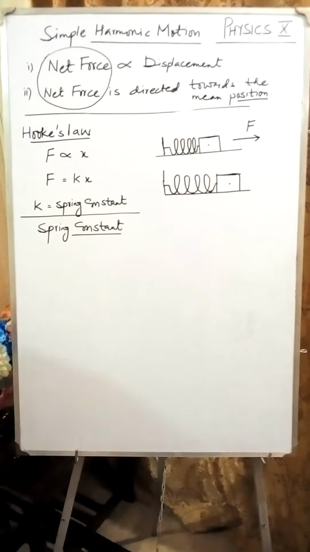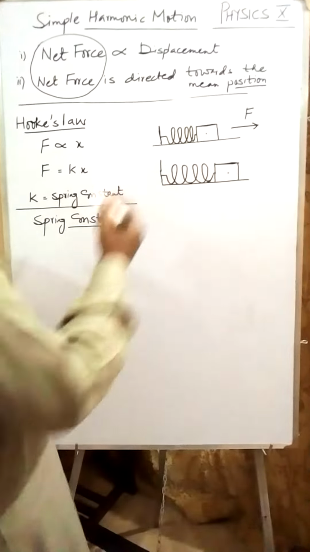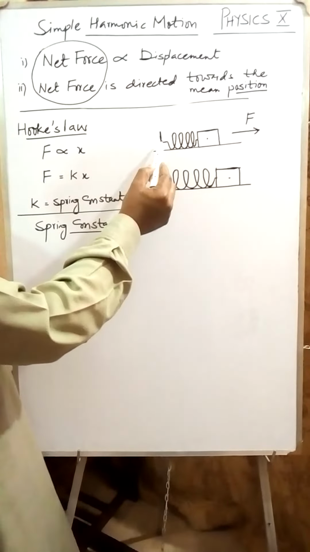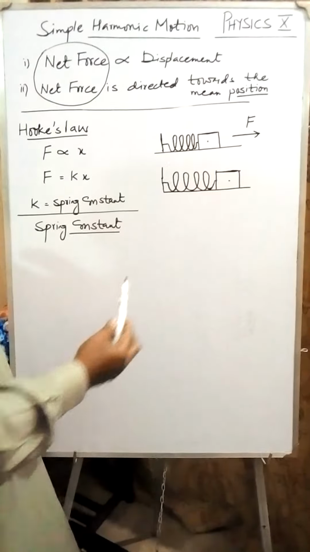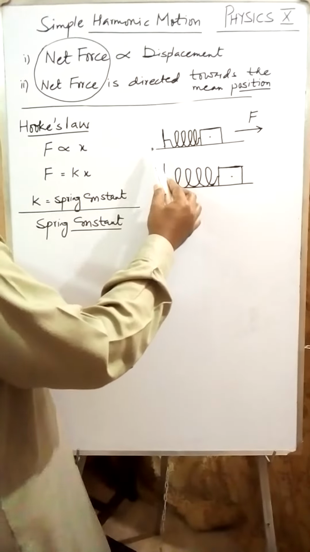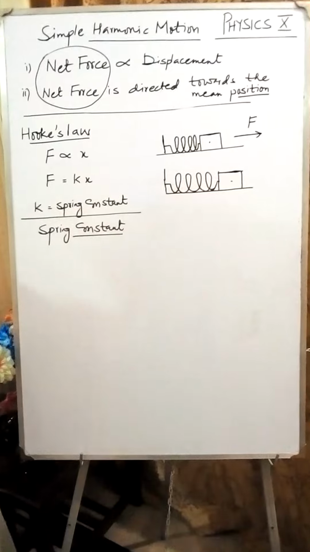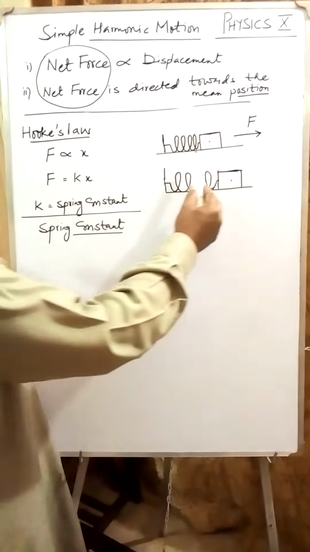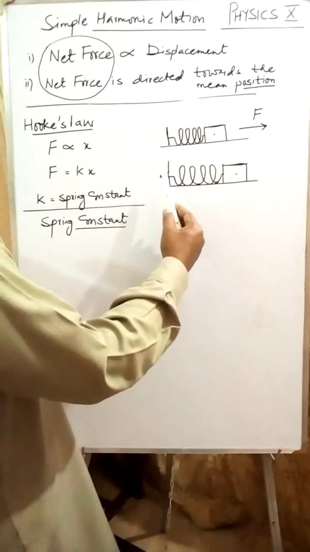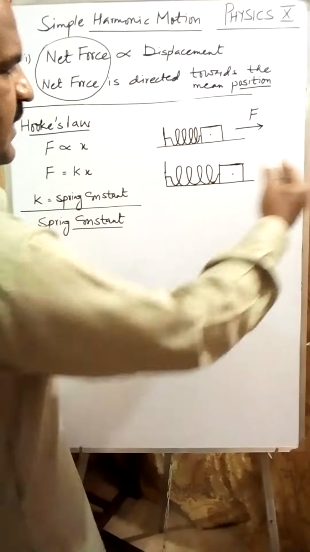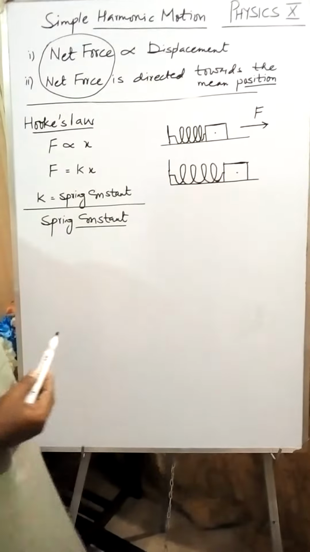Coming to Hooke's law, I have shown a spring over here. One end of the spring is fixed and to the other end of the spring a body is attached, and this body and spring all are placed on a horizontal surface. Alright, when I apply the force, external force on this body, what will happen? The spring will move in that direction, body will also move in that direction.